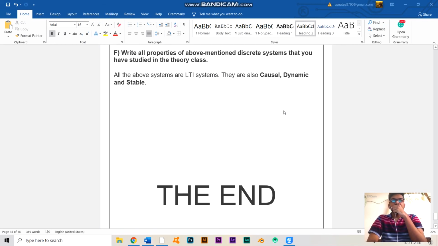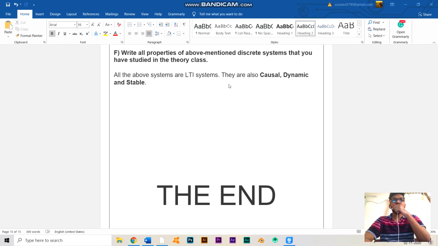In the F part, we are asked to mention the properties of the above discrete systems. We can say that all the above systems are LTI systems, linear time invariant systems. They are also causal systems. They depend on the past inputs and also the present inputs, but they do not depend upon the future inputs. They are dynamic systems, meaning they are memory systems because they depend upon the past inputs. They are also stable systems. For a bounded input, they only give a bounded output, so they are all stable.